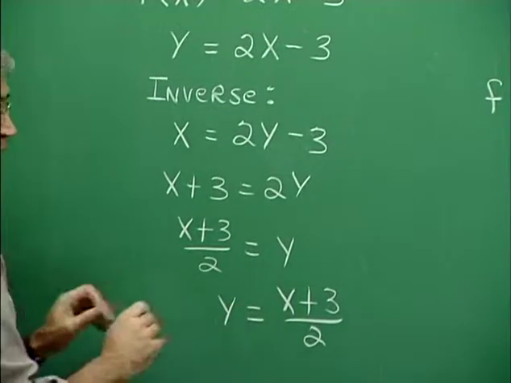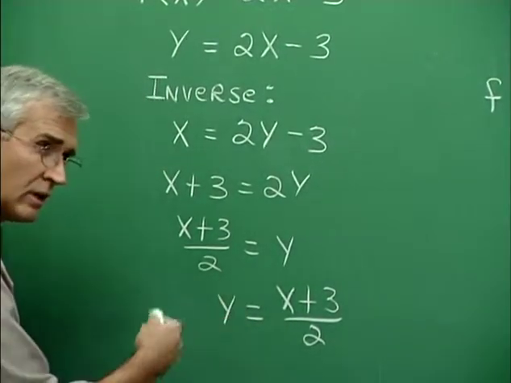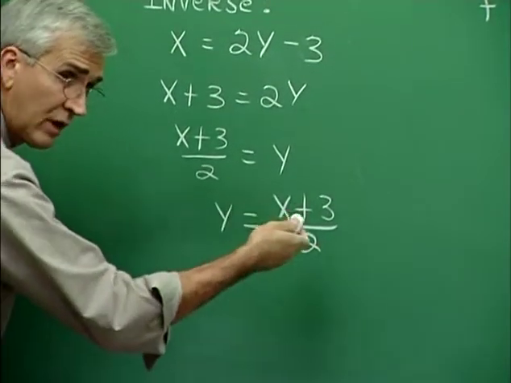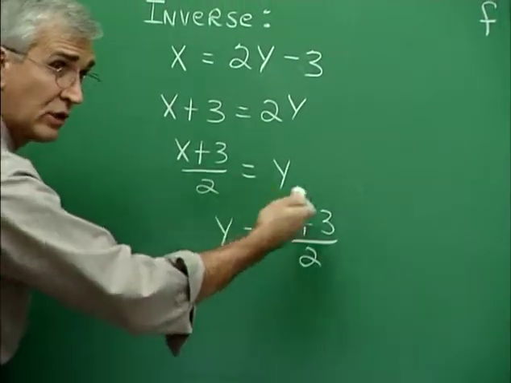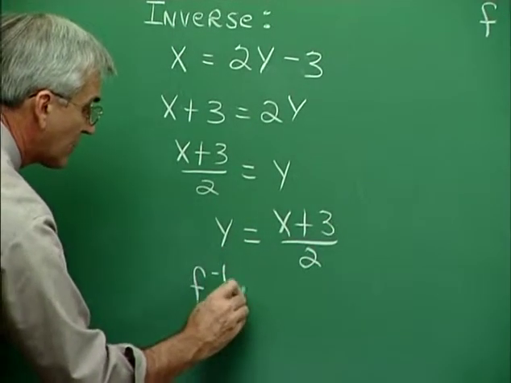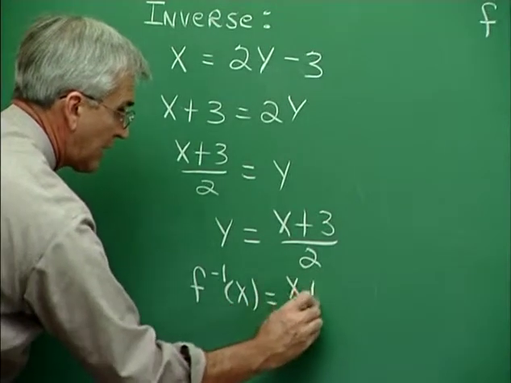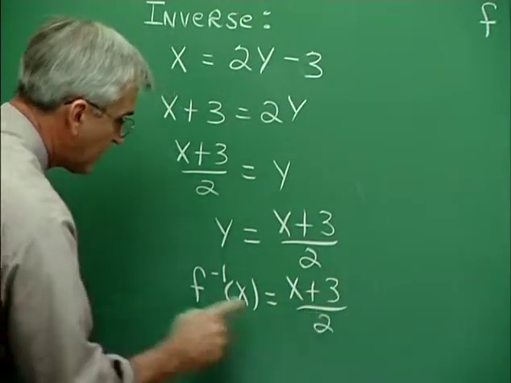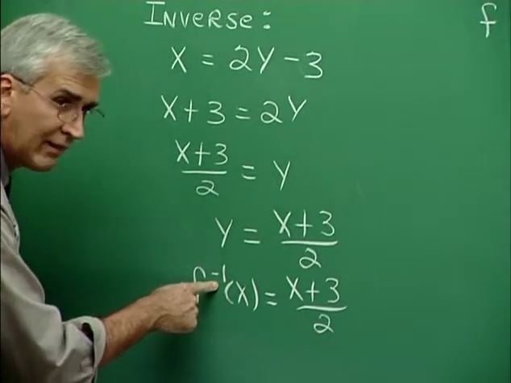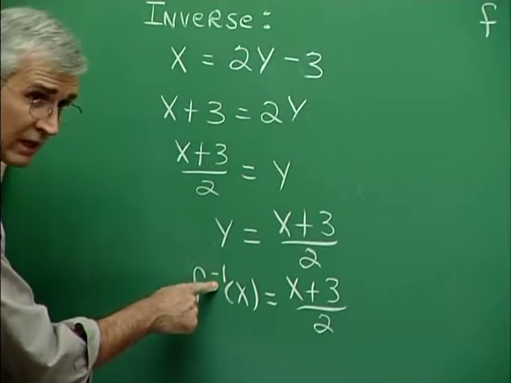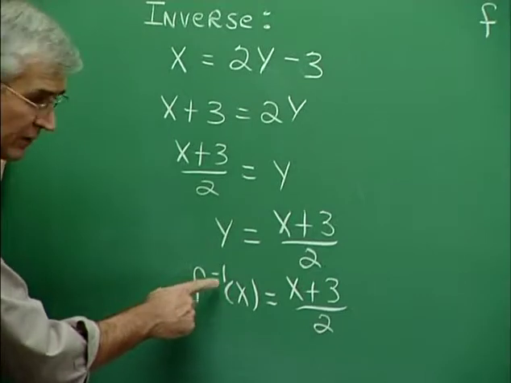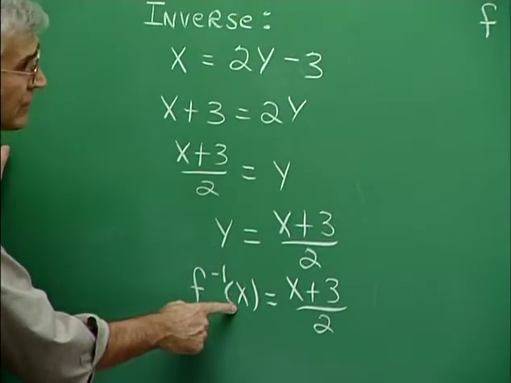Now, there's a notation that indicates an inverse function, and it is this. If we want to indicate f inverse of x, the inverse function of f of x, we would do it like this. f inverse of x is x plus 3 over 2. You see, this little flying negative 1 doesn't mean an exponent of negative 1. This isn't an exponent at all. It is the notation for inverse function. So this is read f inverse of x.